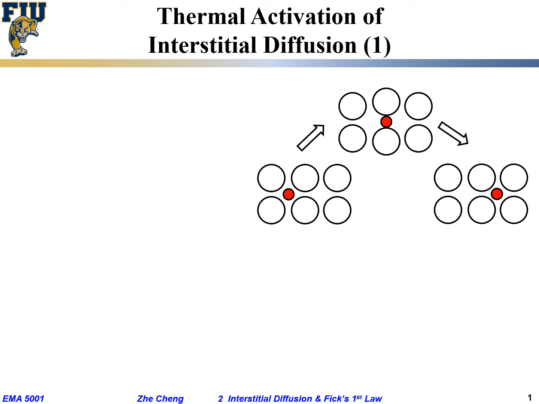Now let's think. Okay, we said the temperature impacts. How does the temperature impact? Okay, we said this is roughly, if you imagine the microstructure, the bigger circle represents our so-called matrix or host atom. The red small atoms represent our so-called impurity. What type of impurity? Interstitial impurity.